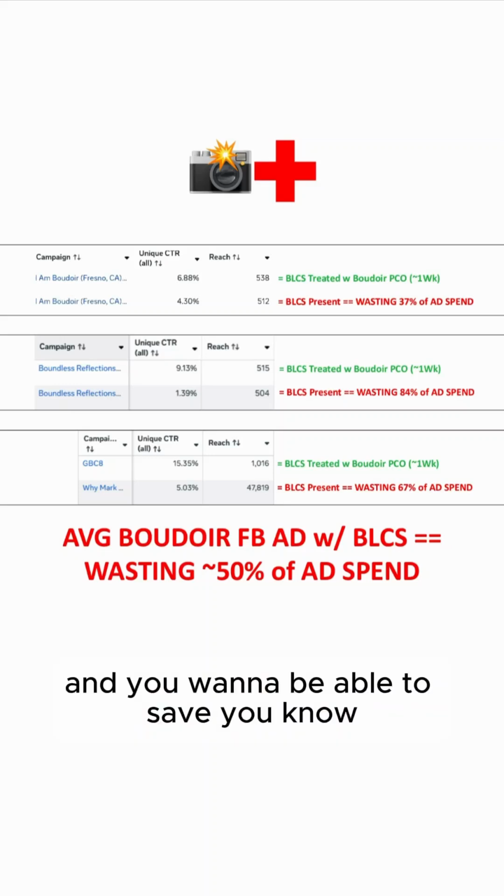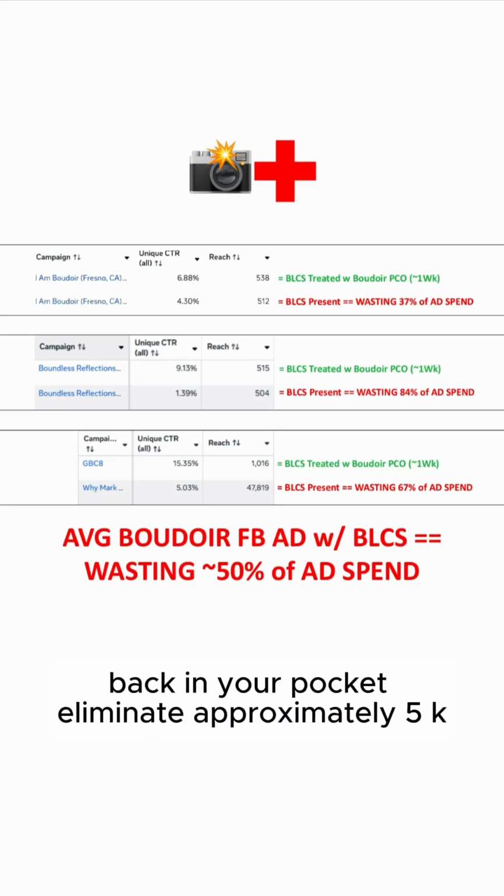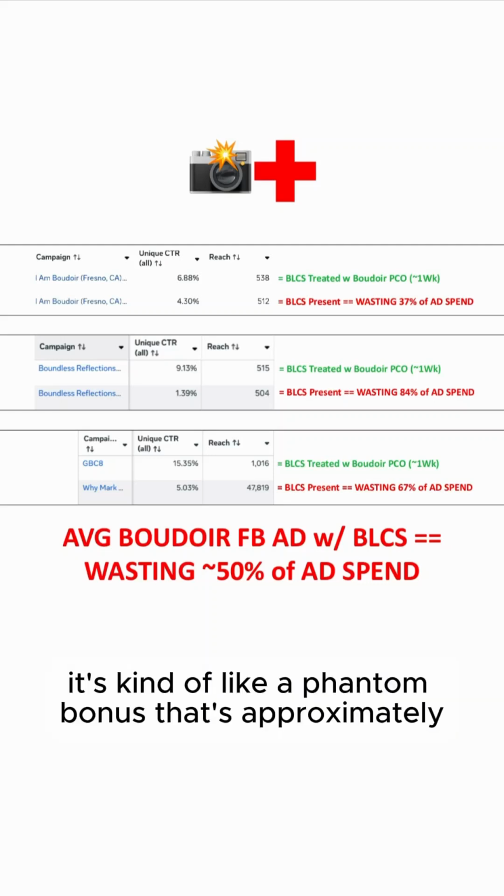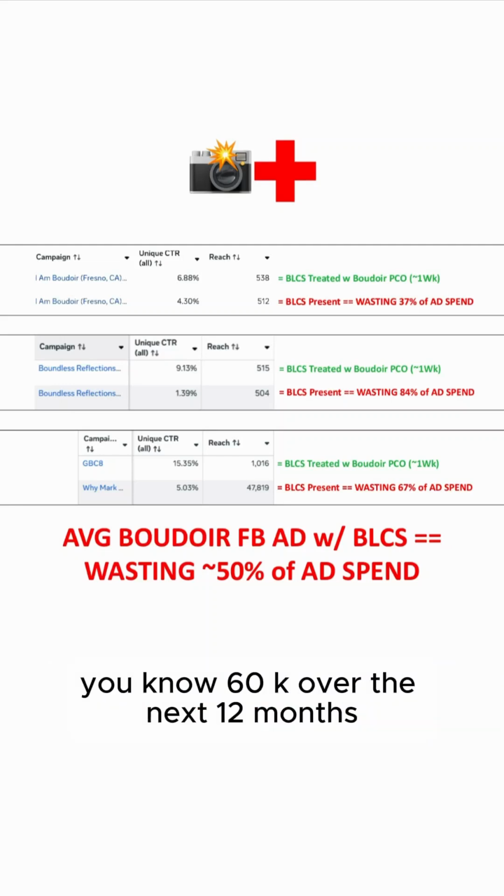And you want to be able to save, back in your pocket, approximately 5K of ad spend every single month, literally back in your pocket. It's kind of like a phantom bonus. And that's approximately 60K over the next 12 months.